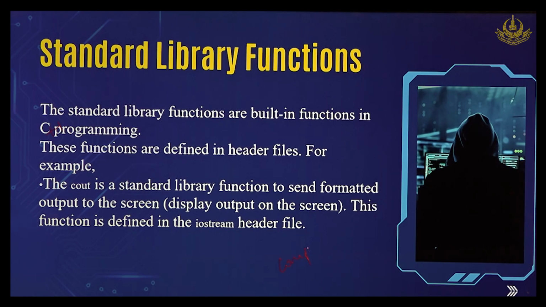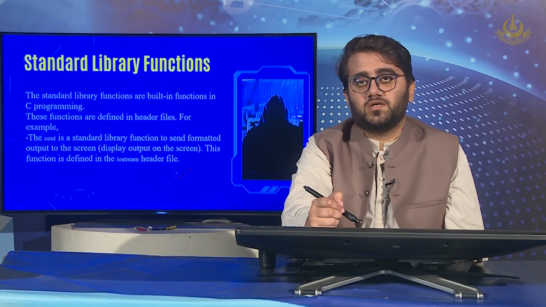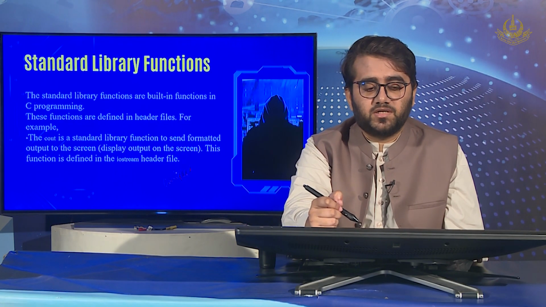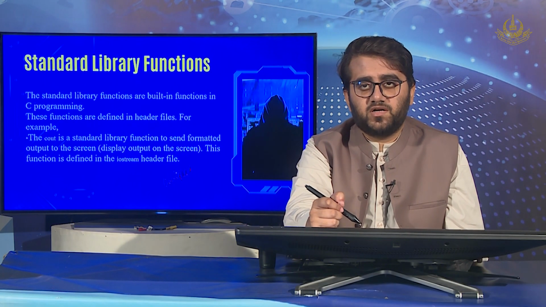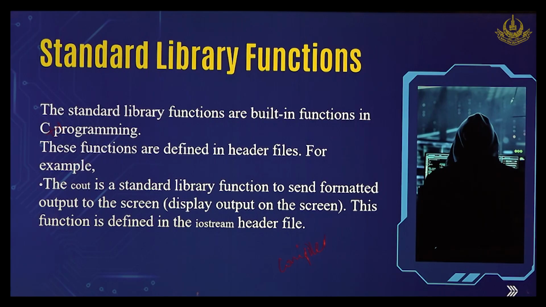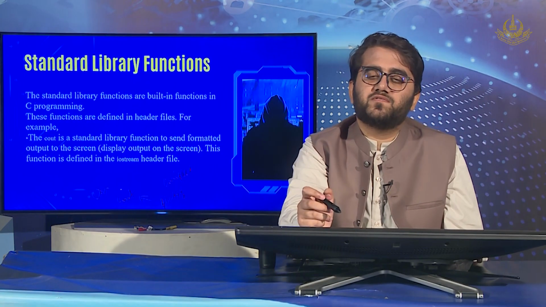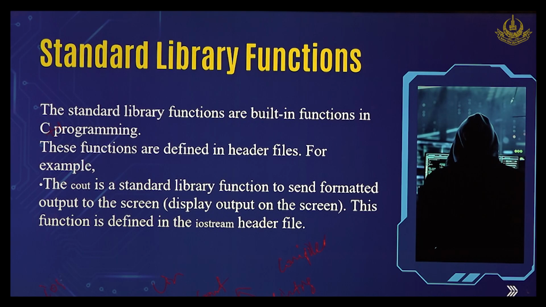So whenever you install the compiler on the computer, these functions are already there. These functions are usually defined in the header files. For example, cout is a function which is used for printing. You are familiar with the cout and cin functions. Both of these functions belong to the iostream header file, input output stream.